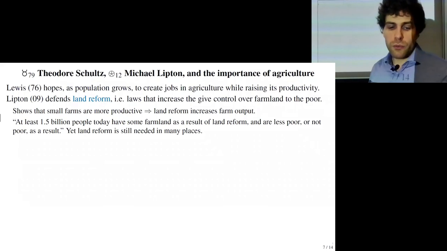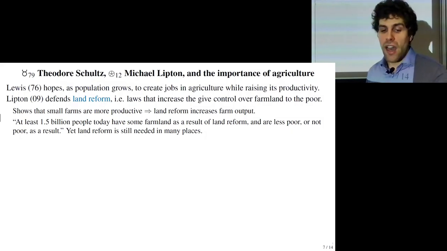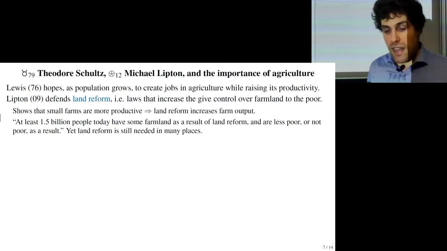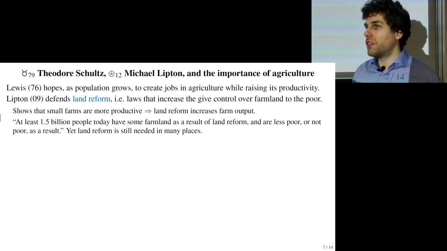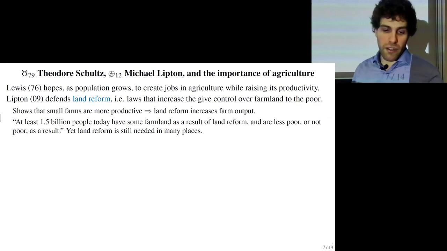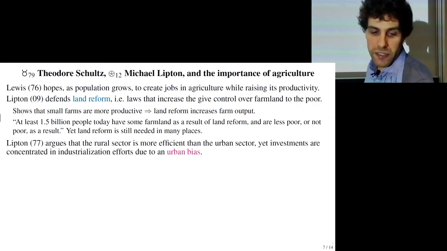He says that at least 1.5 billion people today have some farmland as a result of land reform and are less poor or not poor as a result. And he says that the process of land reform is not achieved and that it is still needed in many places.